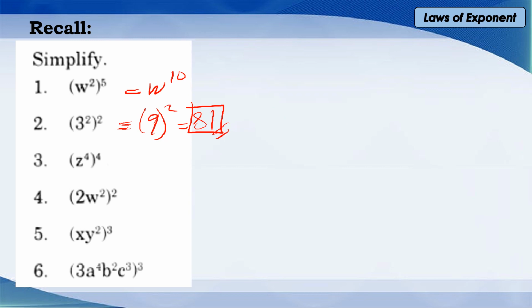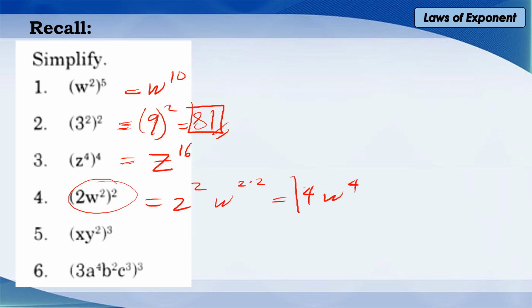Ayun na natin. Z raised to 4 raised to 4. We have Z raised to 16. 4 times 4 is 16. Ayan. Ito naman. Kapag ganitong meron na sa ating coefficient, lalagyan mo rin yung coefficient ng 2. 2 squared, w raised to 2 times 2. Siya magiging 4, w raised to 4. Final answer.